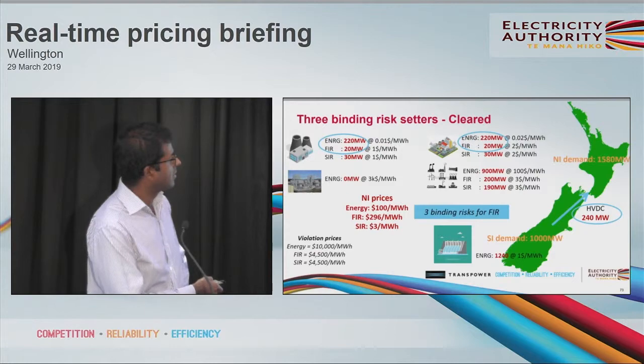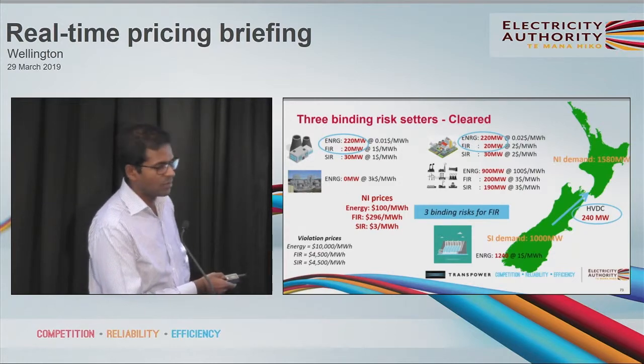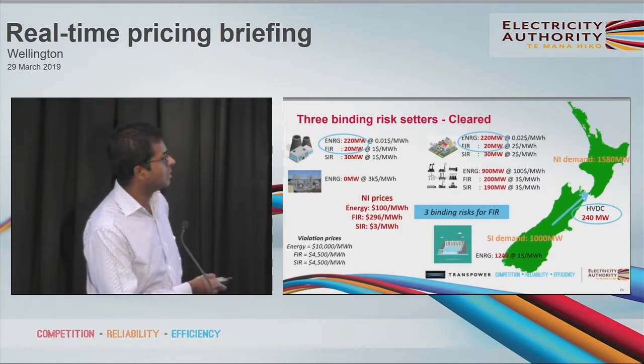So the energy price is $100, and the reason why it's $100 is because, if we run through our analogy again, if I were to offer 1 megawatt in the North Island, SPD would say, okay, I can take your 1 megawatt and I can actually reduce this guy by 1 megawatt, and the benefit to the system is $100. So I'm willing to pay you $100 for that 1 megawatt of energy.